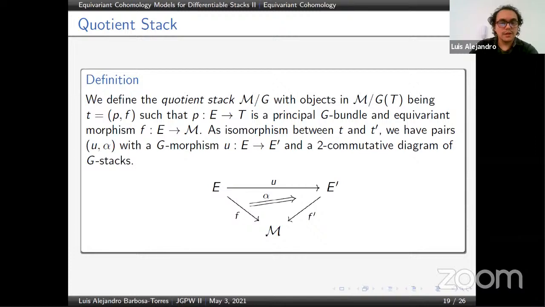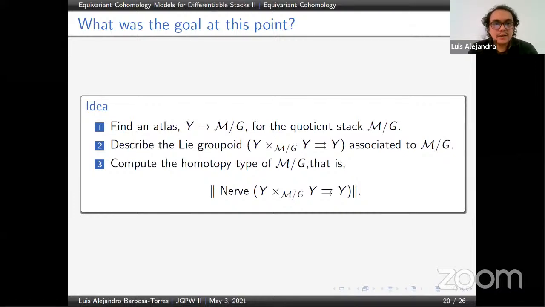Okay, so my research was to try to find equivariant cohomology for these quotient stacks. The idea was to follow this way of thinking, and this is going to be discussed a little bit more in my second talk. So the idea is, first, to find an atlas for this quotient stack. Secondly, to describe the Lie groupoid associated to this stack, and then to compute the cohomology. Okay, so that's the idea.